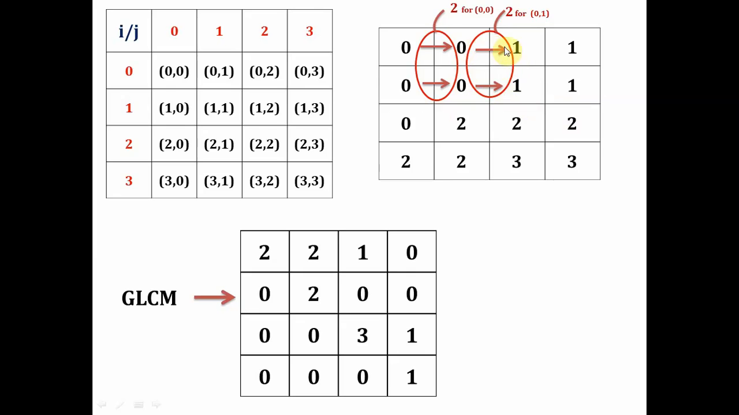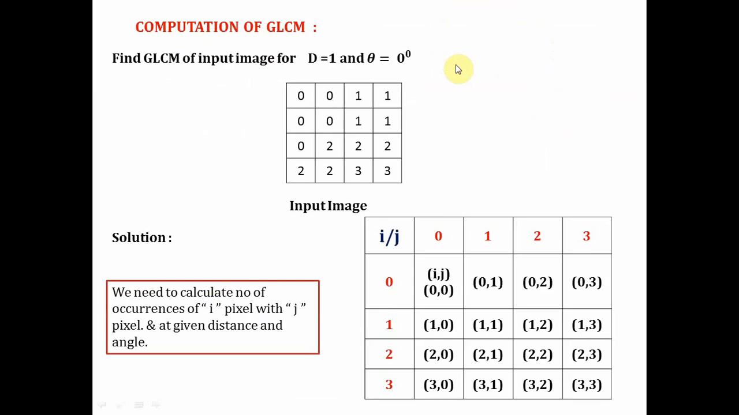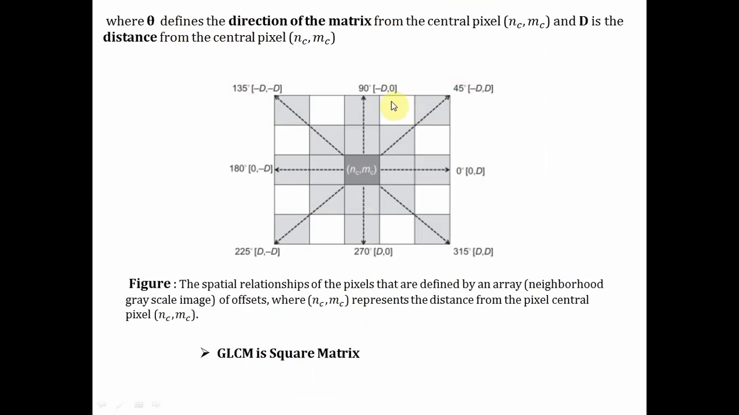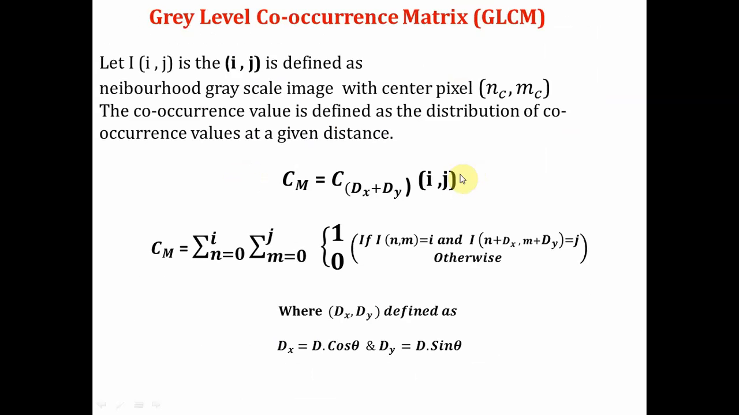Then the next pattern, 1 0. There is a pattern 1 0, but this is in a different direction. You need 1 0 in the 0 degree direction, not in the 180 degree direction. This is 180 degree, the opposite direction to 0 degree.